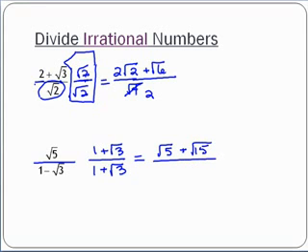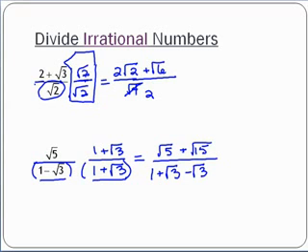Okay, the denominator. In this case, because it's a binomial times another binomial, we have to do the double distribute or FOIL. So 1 times 1, 1 plus the square root of 3, and then I take negative square root of 3 times 1, so I get a negative square root of 3. And then we take negative square root of 3 times positive square root of 3, so we get negative square root of 9. And what is the square root of 9? Oh, it's just plain 3.